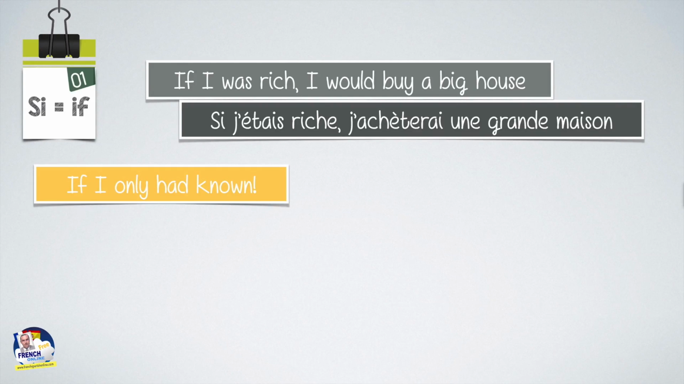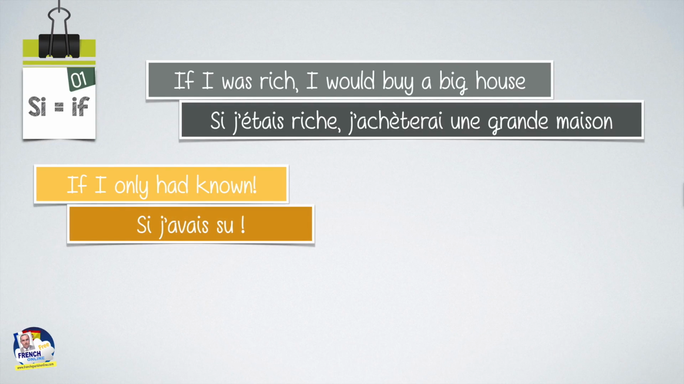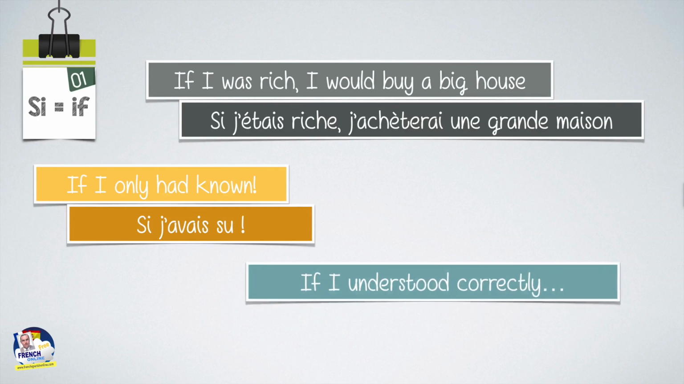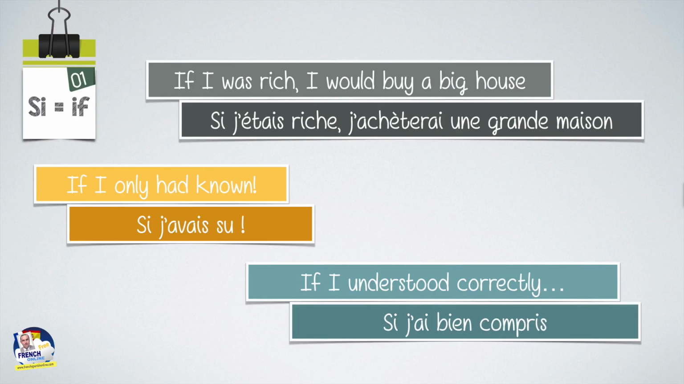Another example, if I only had known. Here it's an expression, but of course you understand that it's not true yet. Si j'avais su to translate if I only had known. Si j'avais su. If I understood correctly, and you can follow your sentence. If I understood correctly. Si j'ai bien compris in French. Si j'ai bien compris. Okay?